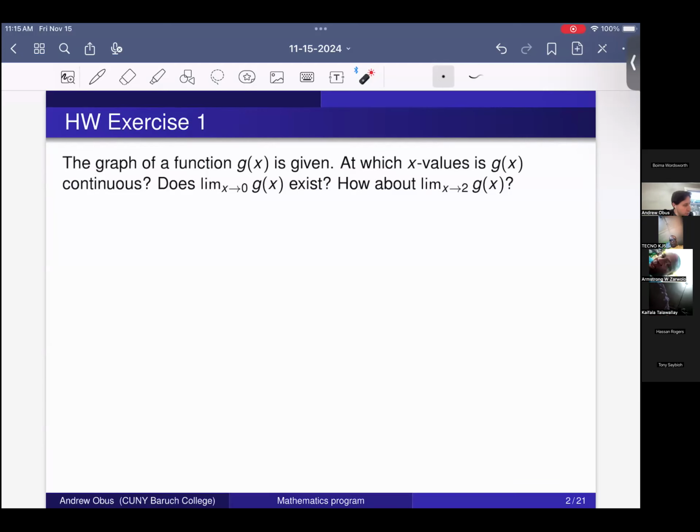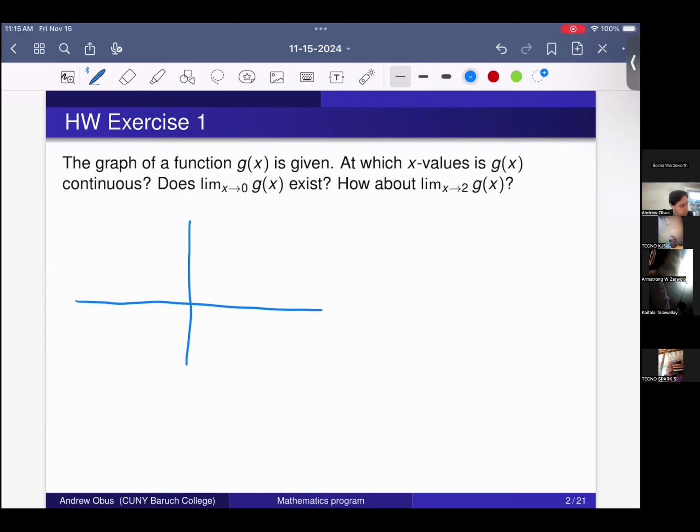Right. Okay. So let me draw this graph. So this is what the graph looked like. So we had 1, 2, 3, 4, 1, 2, 3, 4. The function went like this. Boom. And then we had an open circle here that went up like this. And then we had a closed circle here and going down.